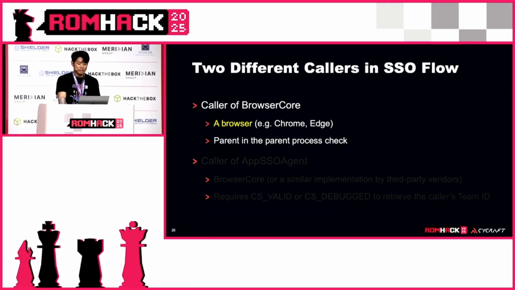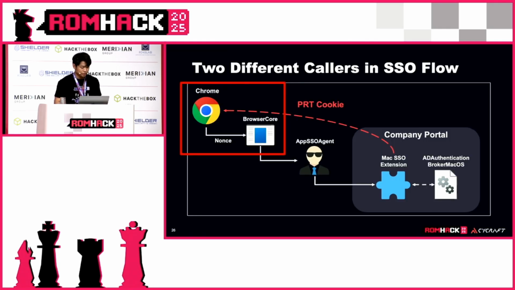And as you can see, this flow involves multiple components, and that means multiple coders. And more coders usually means more coder validation checks. So let's clear things up and focus on the two most important ones. The first is BrowserCore's coder, which, as the name suggests, is the browser. And that's also the parent in the parent process check we mentioned earlier. And you can see what we're talking about right here on the diagram.